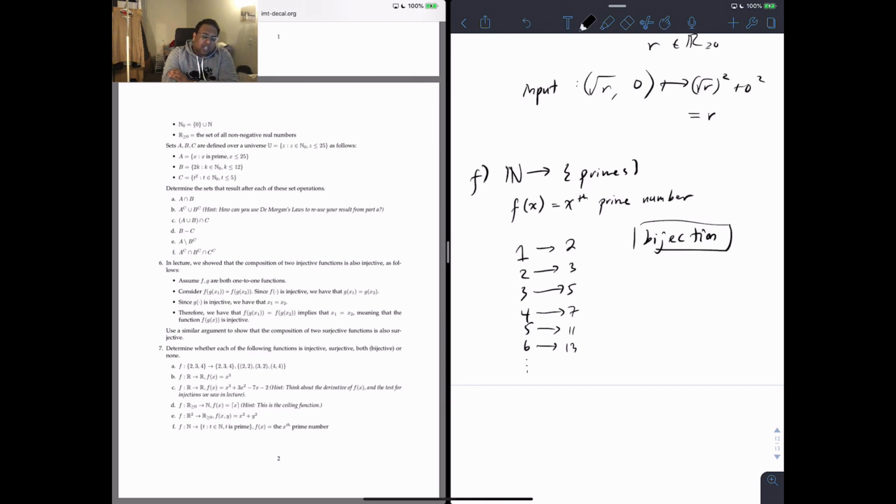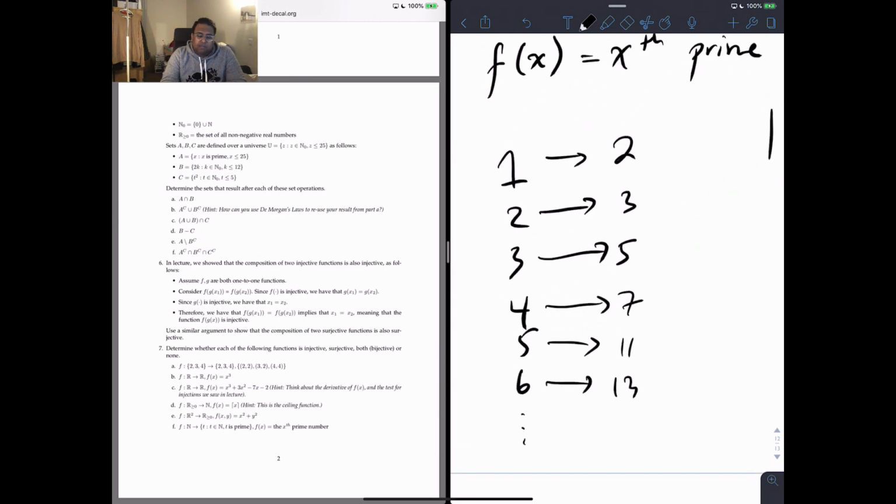Is it an injection? Yes, because f of a will map to the ath prime number, and f of b will map to the bth prime number. But if a and b are different, these will map to different prime numbers. For example, f of 4 will be the 4th prime number, f of 5 will be the 5th prime number, and the 4th prime and 5th prime are not the same. So this function is definitely an injection. Notice there's only one arrow pointed to each prime number in our list of codomains.